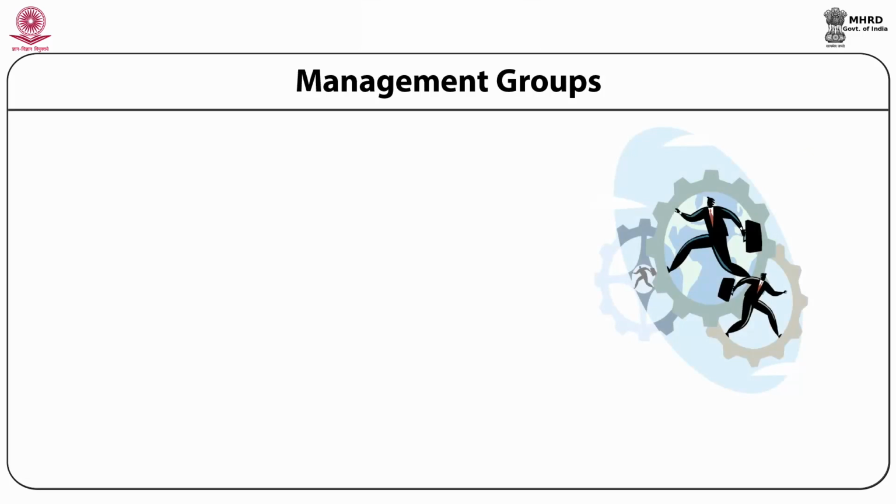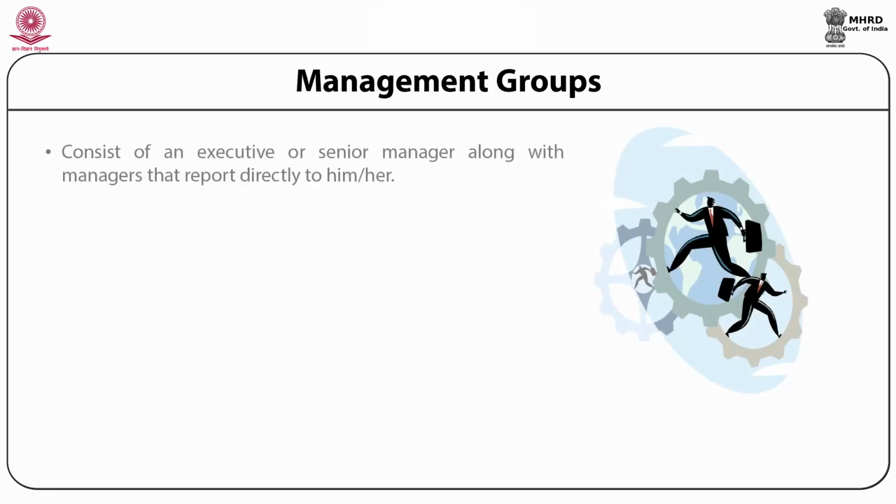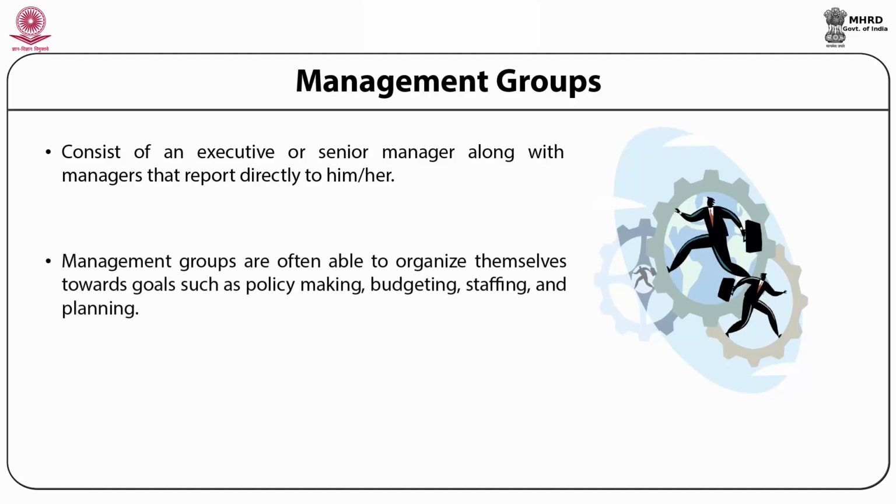The second type of groups are the management groups. These consist of an executive or a senior manager along with managers that report directly to him or her. Management groups are often able to organize themselves towards goals such as policy making, budgeting, staffing, planning. They are concerned with all types of managerial activities, from planning, organizing, directing, controlling, to coordinating, across the top level, the middle level, and the junior level in the organizational hierarchy.